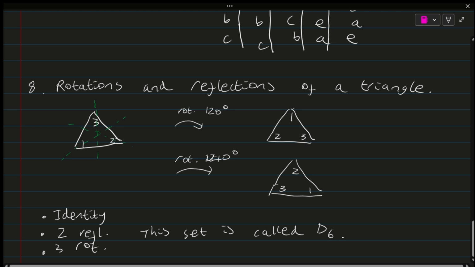And we can consider this as a group because if we do any 2 of these rotations or reflections or identities, we in fact get another one of the reflections or the rotations. For example, if we do this rotation twice, we'll get this rotation. If we do a reflection and a rotation, we'll actually get another reflection, and you can check that for yourself. So this set is a group under composition, which just means we do one and then the other.